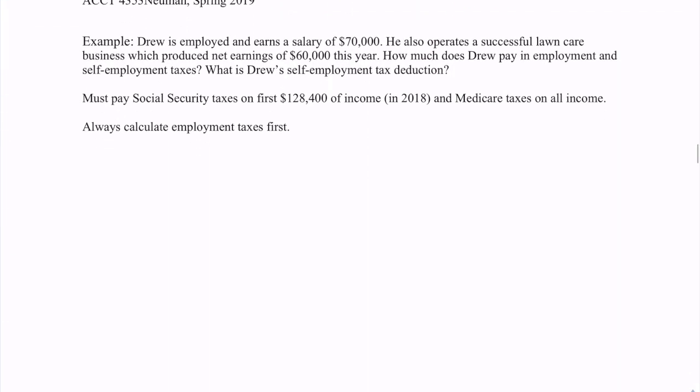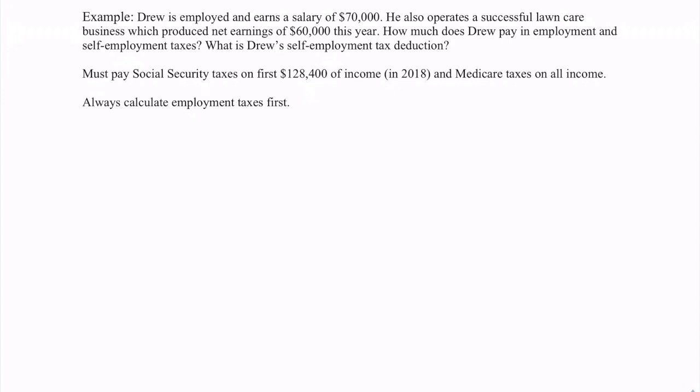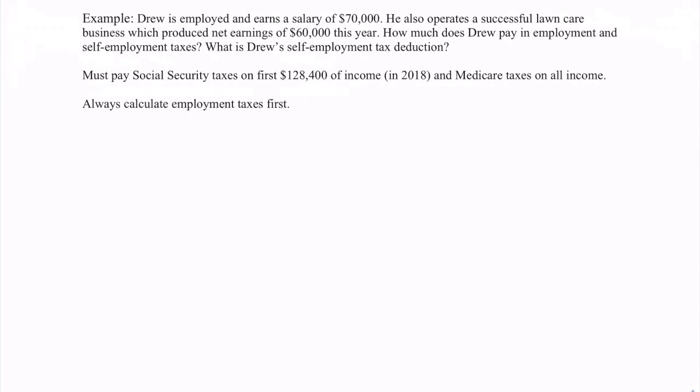All right, now we're going to pretend for a second that Drew is employed and earns a salary of $70,000. He also owns or operates a successful lawn care business, which produced net earnings of $60,000 this year. Again, that's just the profit. I don't want you to think that they've already calculated net earnings from self-employment. The question that we're trying to answer is, how much does Drew pay in employment and self-employment taxes? What is Drew's self-employment tax deduction?